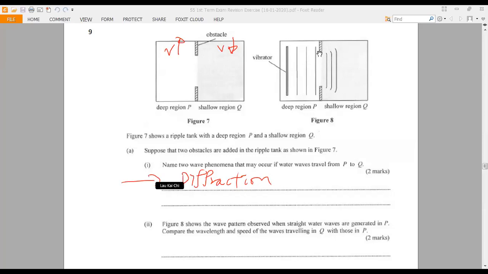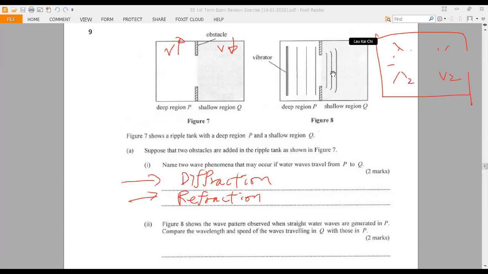Diffraction means when the wave passes through a barrier, it will change direction. And the second one is refraction. It refers to the change of medium that may result in a change in speed of light, speed of wave, and also the change in wavelength. So you may notice on the diagram, it has a larger wavelength here, and it becomes a smaller wavelength. So we always have this relationship. The lambda ratio should be equal to the speed ratios. Okay, this is something you should understand. So 2 marks. Name the phenomena.